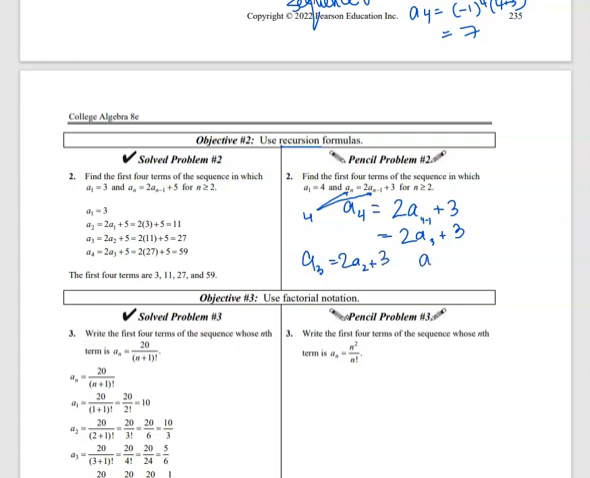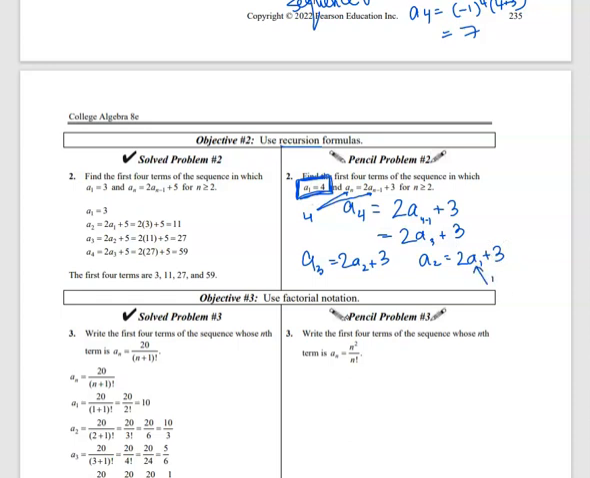Now what is a sub 2? We've got to find that one, and it's going to be 2 times a sub 1 plus 3. Luckily now we actually do have a sub 1, and that's a characteristic of the recursive formula, is that it will always give you a starting place. Otherwise, you're going to be out of luck. And so our starting place is 4.